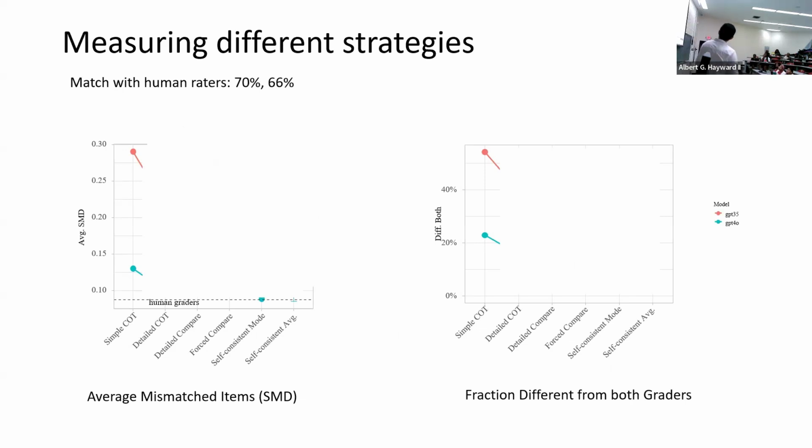This is how often the GPT grading differs from both human graders. If you agree with one of them, then you may have a point. But if you differ from both of them, that's a bigger problem. So it's at 20%. All right.